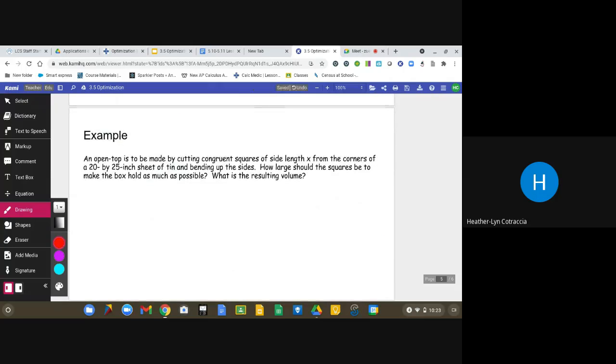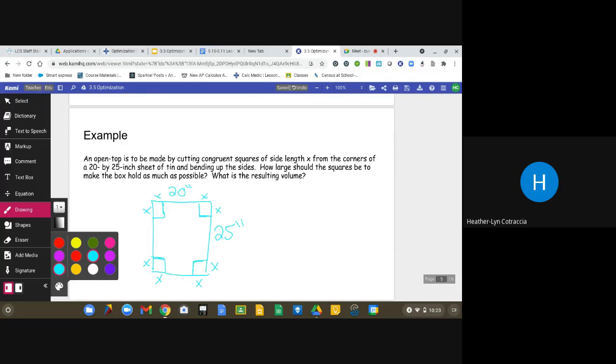The next example is a very, very common example. We have a box. We want to make a box out of a piece of tin, or sometimes cardboard, that's 25 inches long and 20 inches wide. That's what we start with. We're going to cut congruent squares out of each one of the corners, and then we fold it up to get our box. We'll call this x, and this is x because they are congruent squares.